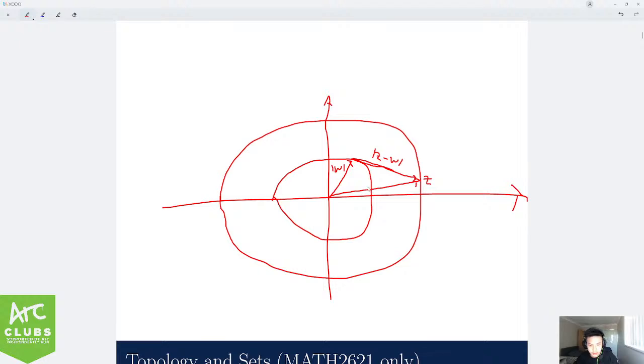Since this length here is also going to be the mod of w, that means this tiny length here is going to be the mod of z minus the mod of w, taking the modulus on both sides. And if you have a look at this, this blue line here is always going to be less than or equal to any red line. So let's use red, any line over here. And that's essentially where we get the circle inequality from.